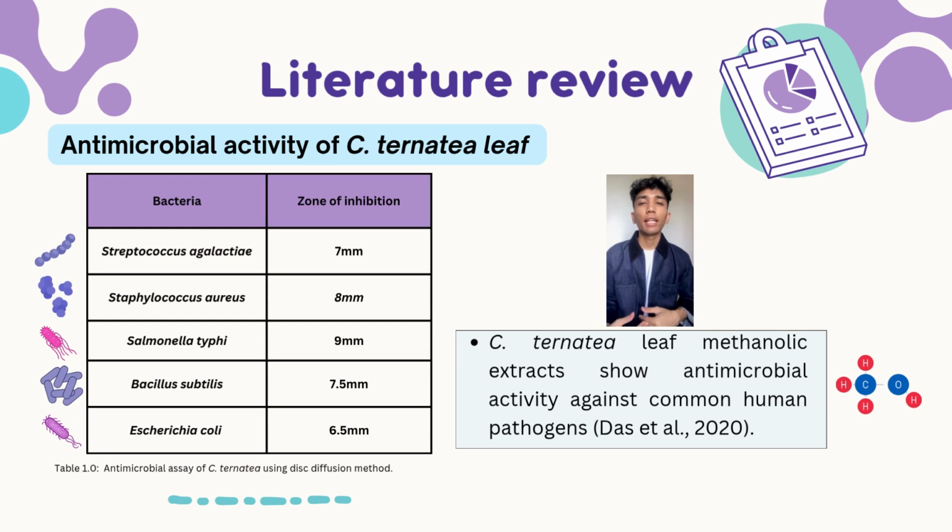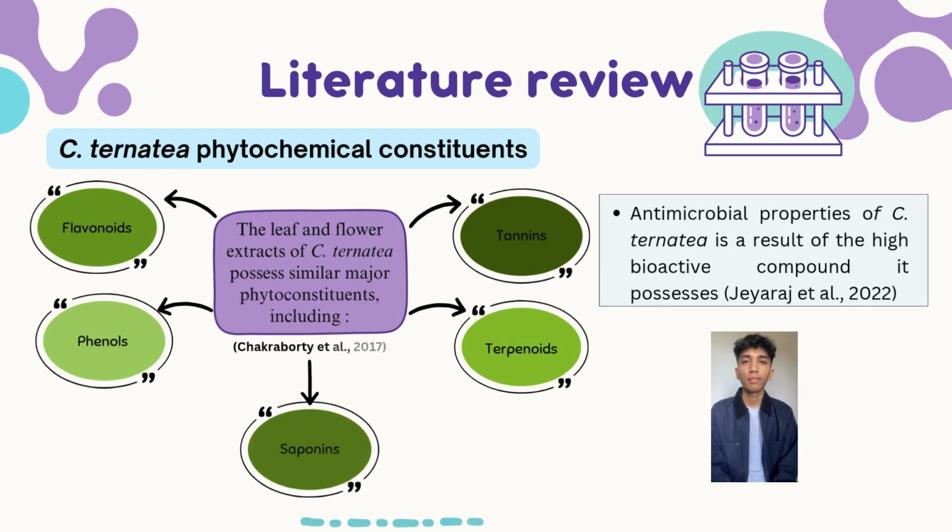Previous research has shown that C. ternatea extract can inhibit growth of various pathogens, though the zones of inhibition recorded were relatively small, suggesting limited potency at lower concentrations. Chakraborty et al. 2017 reported that the plant contains several bioactive compounds such as flavonoids, tannins, phenols, and terpenoids, and these compounds are believed to be responsible for its antimicrobial properties.